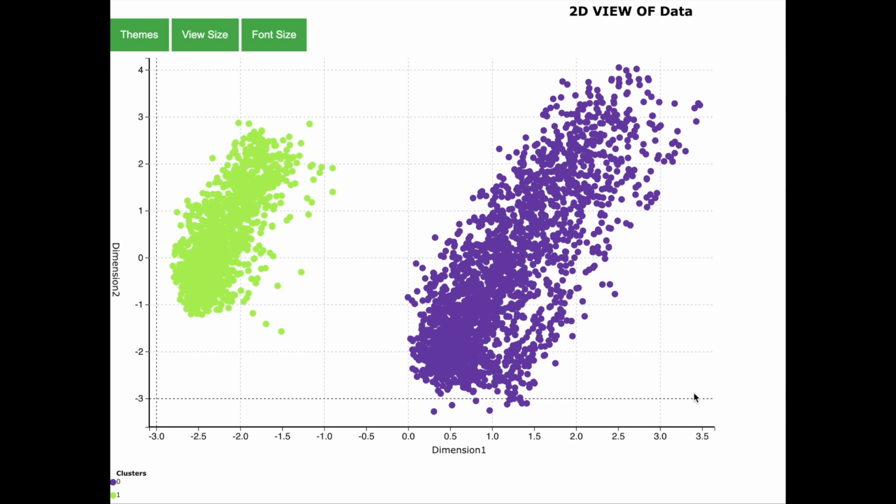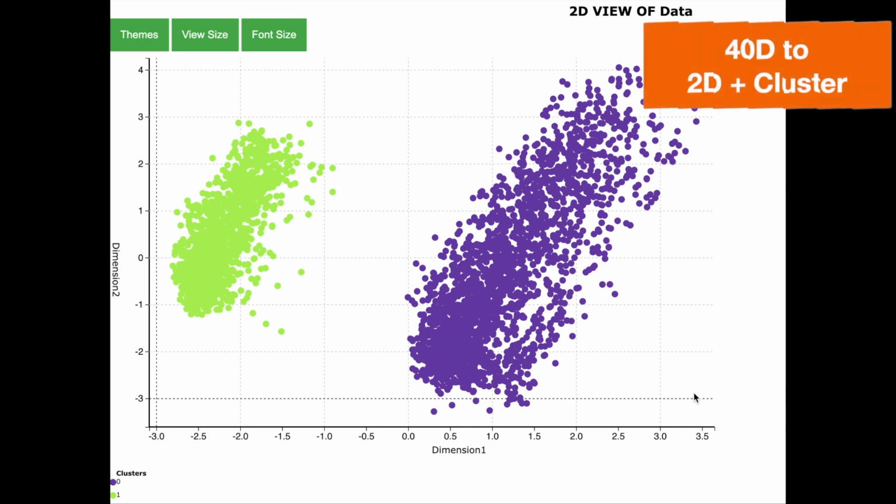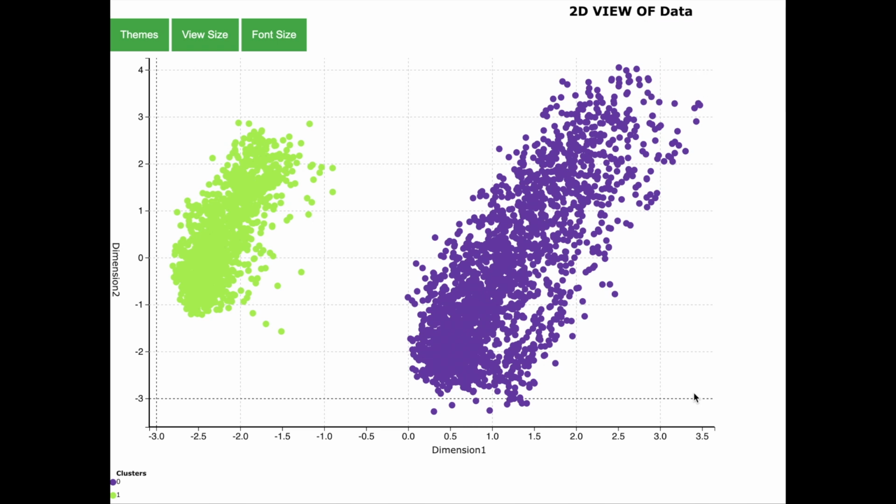We have just reduced 40 plus dimensions to just 2 dimensions. As a bonus, we also see a cluster formation. And this signifies that the dimension reduction has been done without losing the essence of the data. We have a blue cluster and a green cluster. Let us now analyze what these clusters mean.